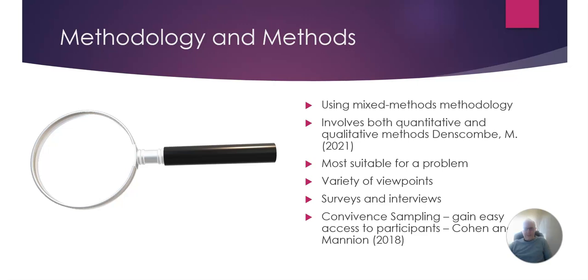Taking all this into consideration, I will be using the survey instrument as the chosen quantitative method and interviews as the preferred qualitative method. Convenient sampling allows you to gain easy access to participants, quoting Mannion 2018. I will use convenient sampling to target former colleagues working at Atlantic Technological University, ATU. Another reason for the use of convenient sampling is due to geographical constraints, as I'm based in Mallow and the participants will be in the northwest of the country.